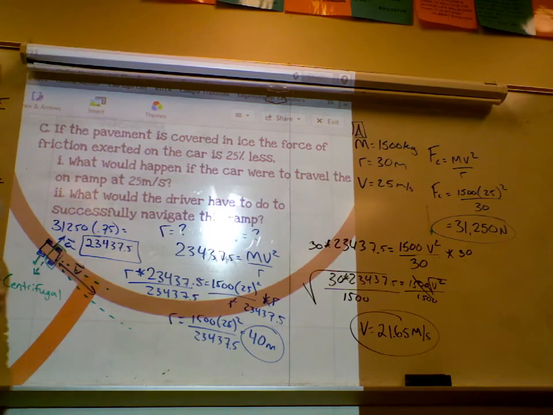So either of those changes will help you navigate the turn successfully. All right? Does that make sense? Does that make sense, guys? Are there any questions?